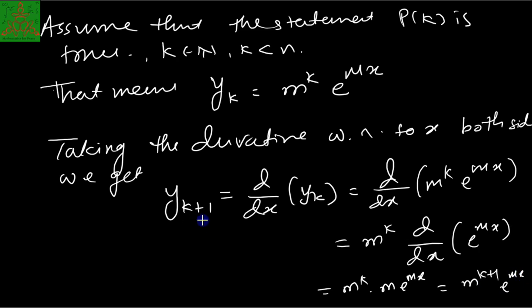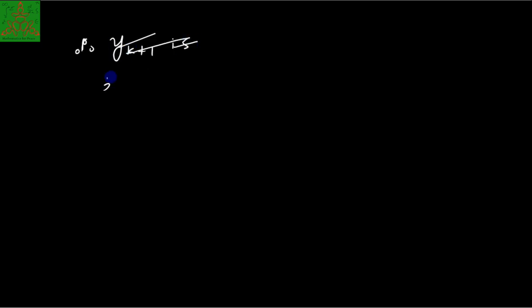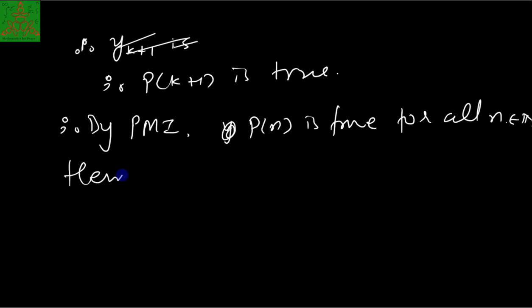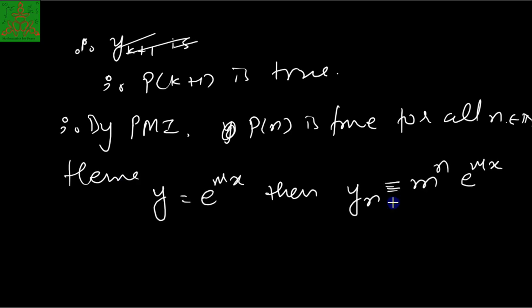And if you compare with the yn statement, wherever we have n, it is k plus 1. So we can say that therefore Pk plus 1 is true. Therefore by PMI, Pn is true, and hence if y is equal to e power mx, then yn, that is the nth derivative of y, is m power n e power mx.